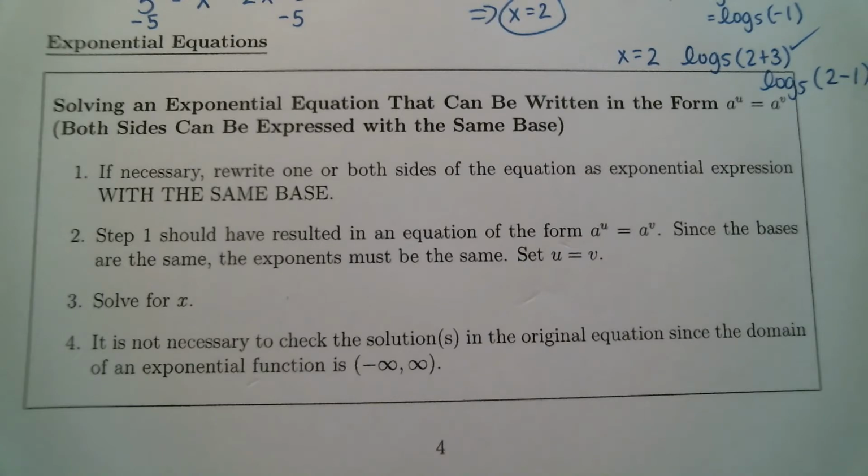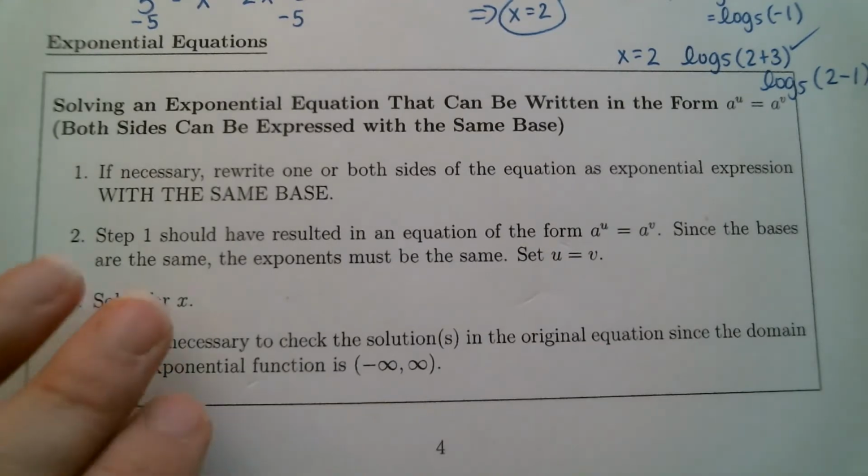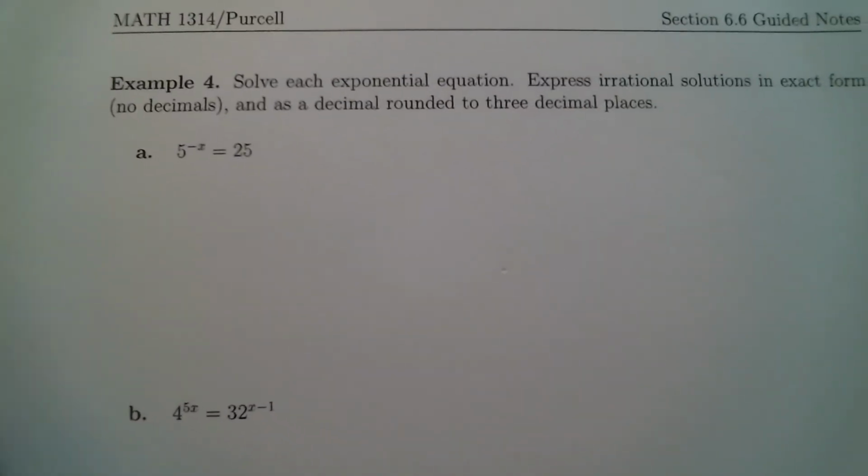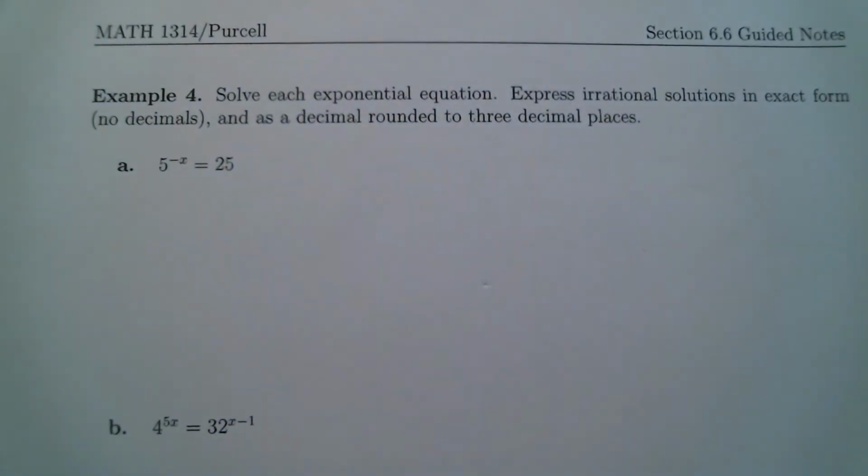So we're going to do a quick review of that, and then we're going to get into more complicated exponential equations. And what I mean by more complicated is there's no way to make the bases the same on both sides of your equal sign. So we're talking about how you would solve something like that. All right, so let's do a quick review of basic exponential equations. I am looking at example 4 in your notes. This is at the top of page 5.